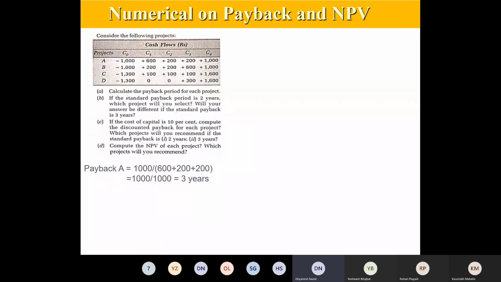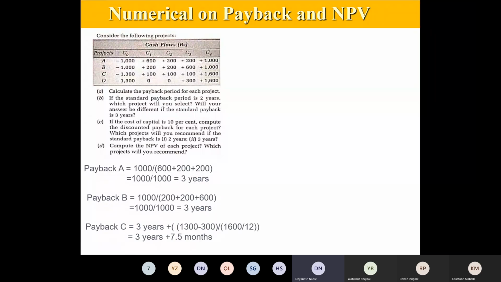Similarly for B, it will be 1,000, 200, 200, 600, that is again 3 years. But the cash flows are different. Higher cash flows are appearing in the later years as compared to project A. And payback for C is 3 years.